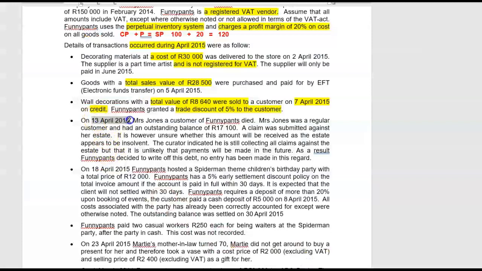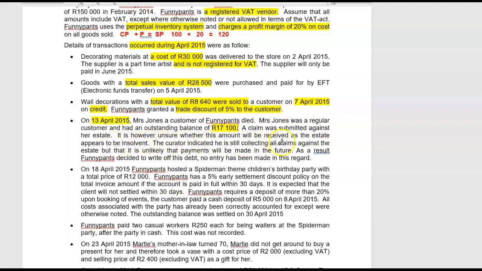On the 13th of April, Mrs. Jones, a customer of Funny Pants, died. Mrs. Jones was a regular customer and had an outstanding balance of 17,100 Rand. A claim was submitted against the estate. It is, however, unsure whether this amount will be received as the estate appears to be insolvent.